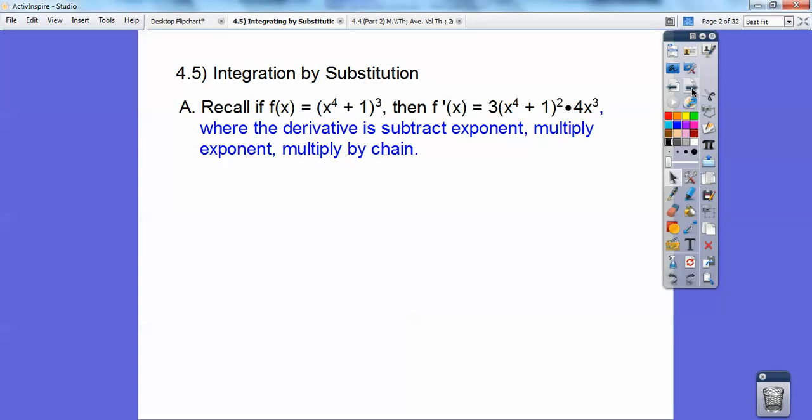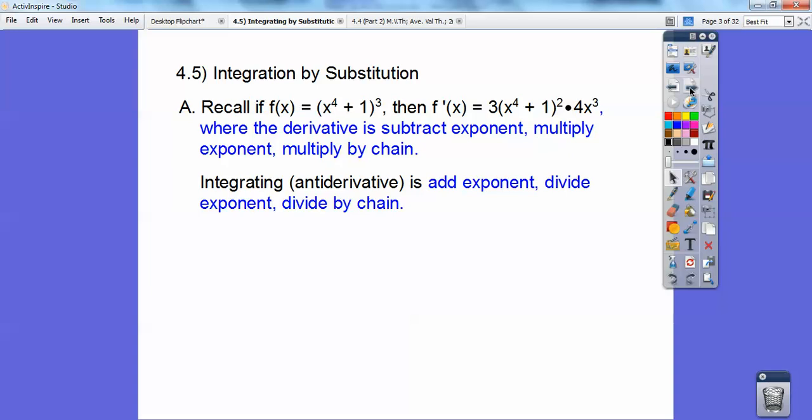So recall that if you had the function f of x equals the quantity x to the fourth plus 1 to the third power, then the derivative would be this power would come out in front, the 3, and you decrease the power, and then you multiply it times the chain inside. So the chain inside would be 4x cubed, okay? With me? So where the derivative is, you subtract the exponent, you multiply the exponent and multiply by the chain, okay? So I subtract this exponent from here to here, and then I multiply by the original exponent and then multiply by the chain. All right?